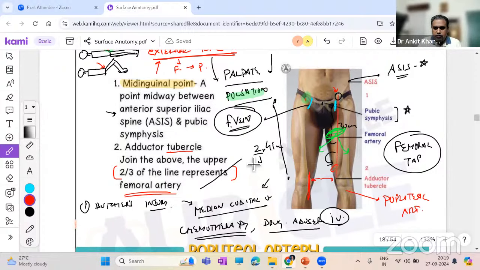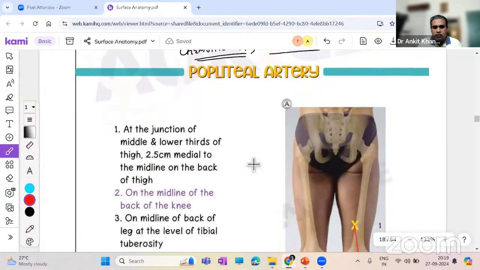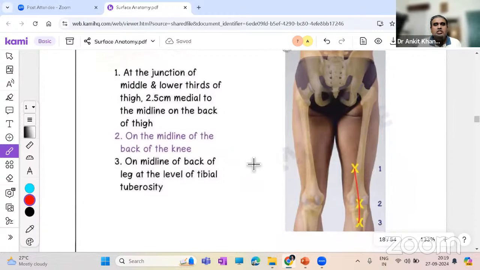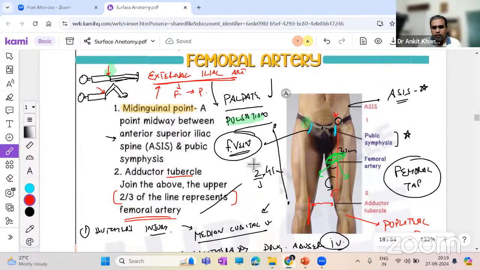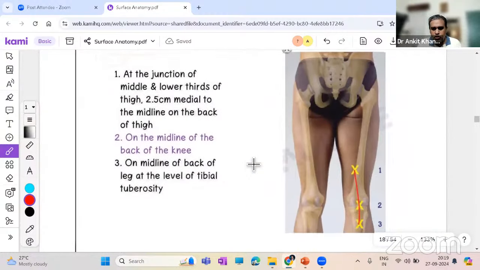Okay, so let us move on from the femoral artery. Now let us see the popliteal artery, which I was just discussing. You can see this image is a posterior image. The upper image you saw earlier was the anterior view. This image is a posterior view to show you the popliteal artery. To start with, it will obviously start from where the femoral artery ended, at the junction of the midline and lower third of the thigh, 2.5 centimeters to the midline. Fair enough, that is point number 1. Point number 2 is the midline of the back of the knee.